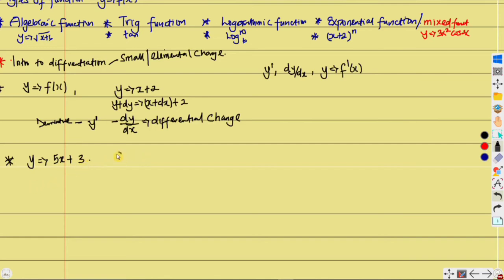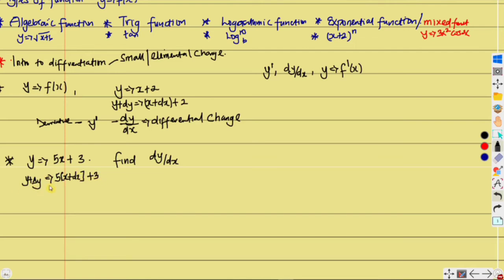Now, the examiner says find dy/dx, which is the same thing as y prime, or y equals f prime of x. In this case, the change in y is written as y plus dy. Should I write delta y or dy? It's still the same thing. It equals the change in x, which is 5 open bracket x plus dx, then plus 3. I hope students are following.